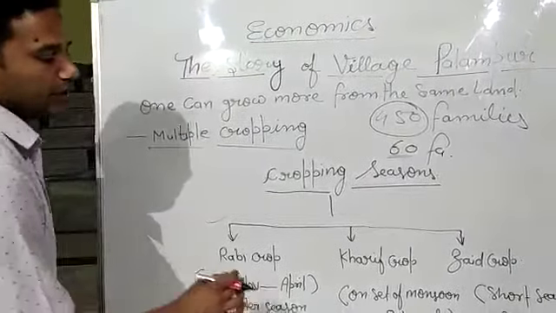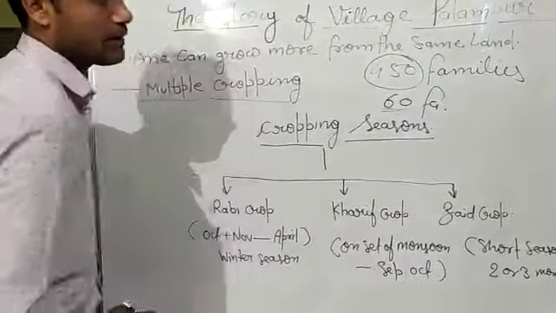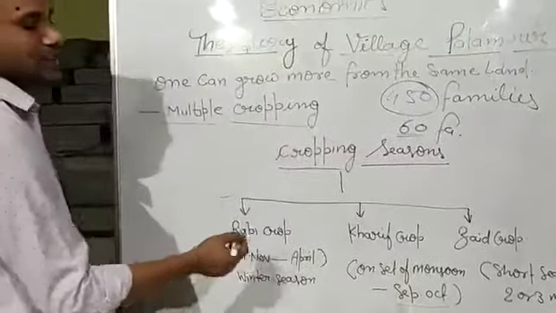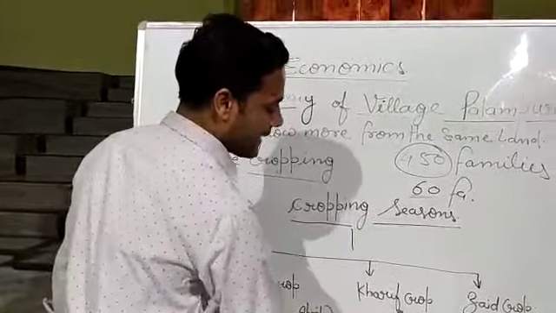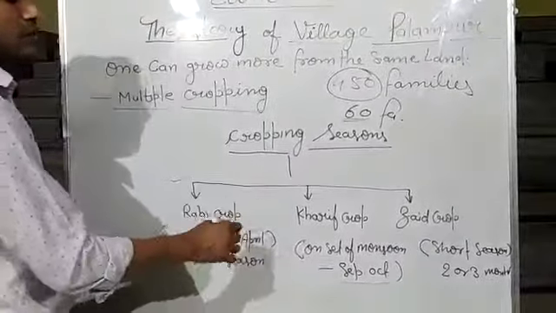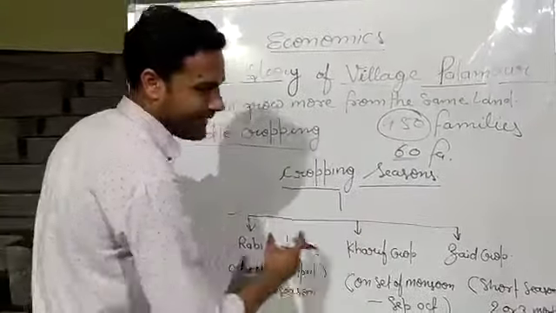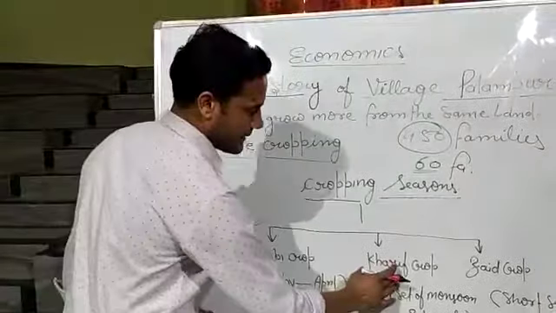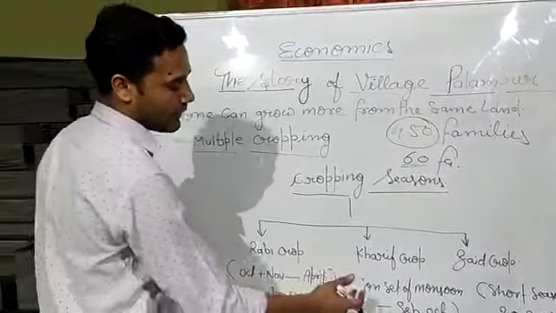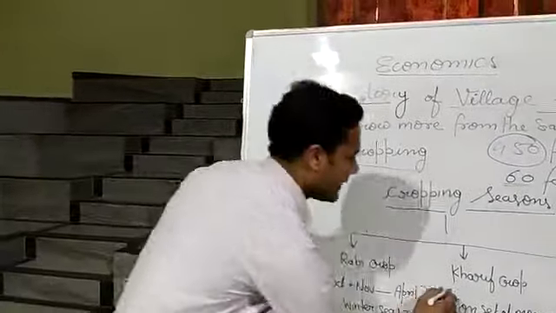The second cropping season is the Kharif crop. Kharif crop is sown in the month of September or October. Sorry, it is harvested in the months of September and October, and it is sown at the onset of monsoon. So when the monsoon arrives, it is sown in India. Paddy is taken and then grown in a different piece of land, where it grows and is finally harvested in September and October. So that is the Kharif crop.